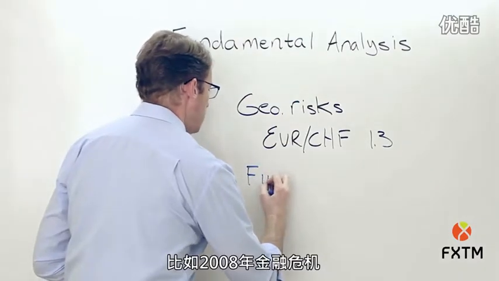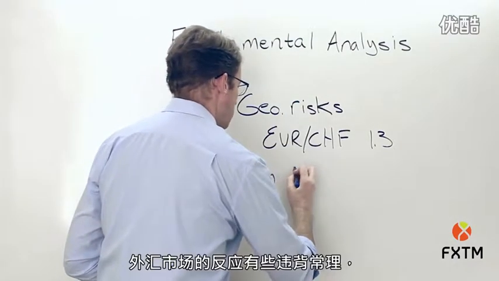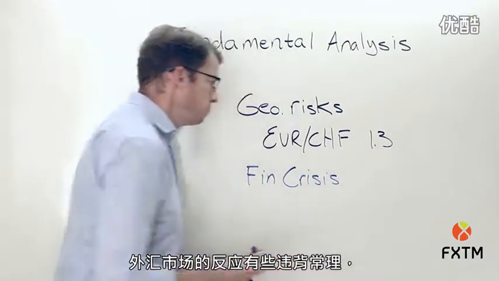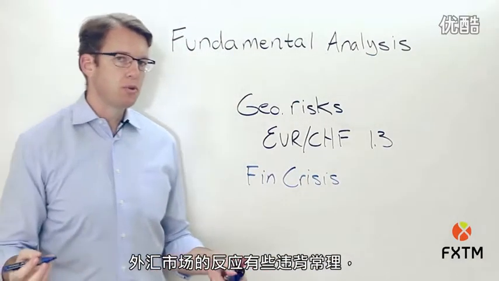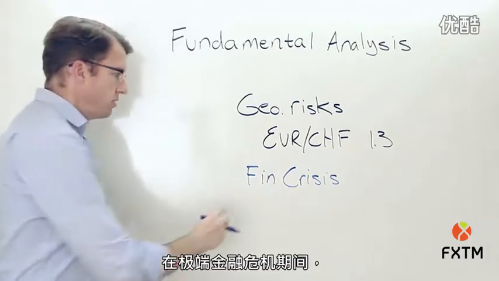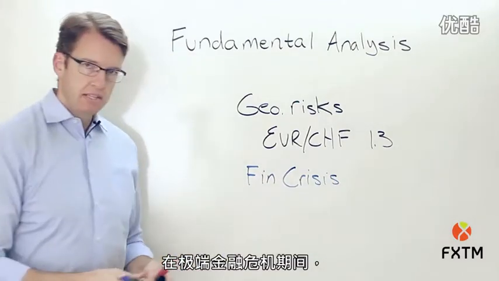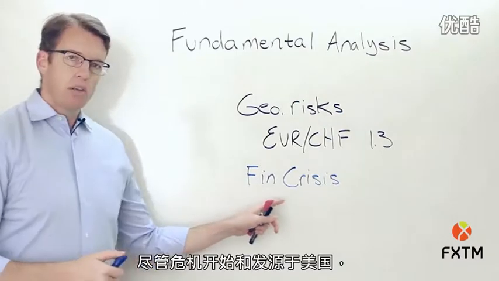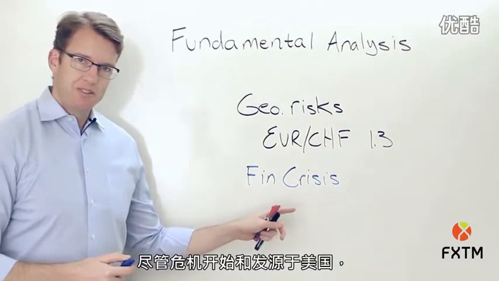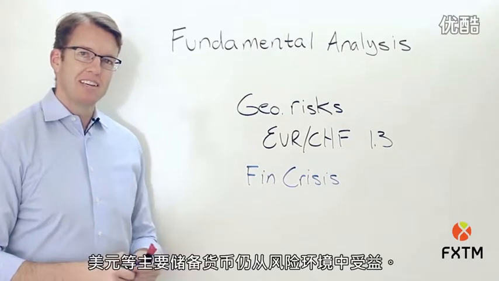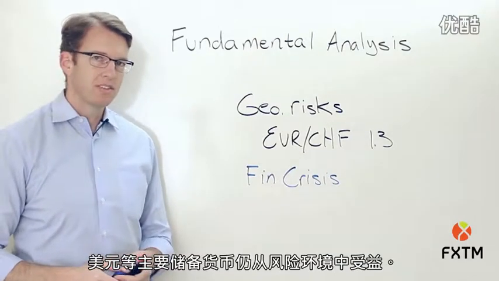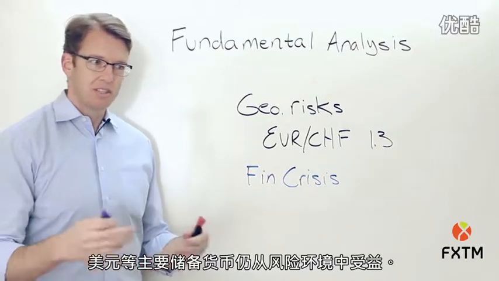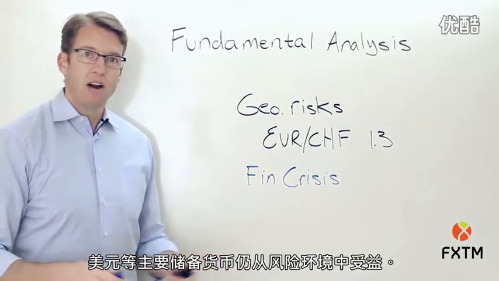So we had one of these in 2008, for example, and the response that you get in the Forex may be somewhat counterintuitive, actually. So during extreme financial crises, so the liquidity freeze in 2008, for instance, even though that basically started and spread from the United States, the major reserve currencies again do tend to be the ones that benefit from that sort of risk environment.